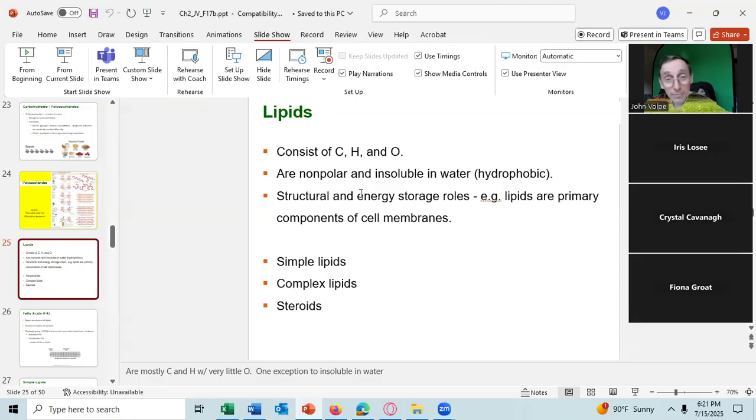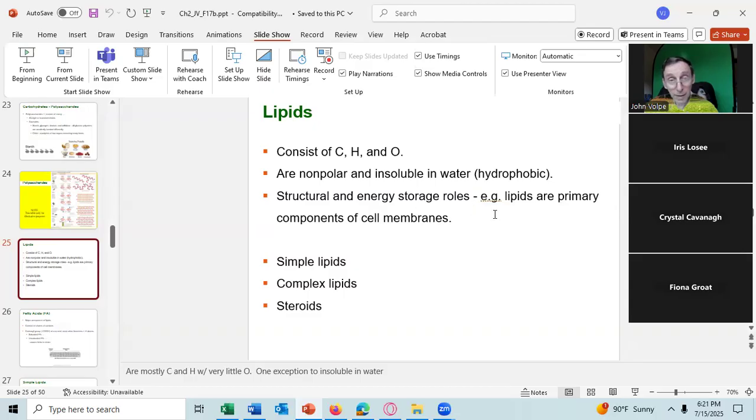The phospholipid is more than just nonpolar and insoluble in water. The phospholipid actually has a polar part and is soluble in water. And that's the only lipid which is not nonpolar and insoluble in water, the phospholipid. All other lipids are nonpolar and insoluble in water. Lipids are structural and energy storage molecules. They play structural and energy storage roles in cells and organisms.